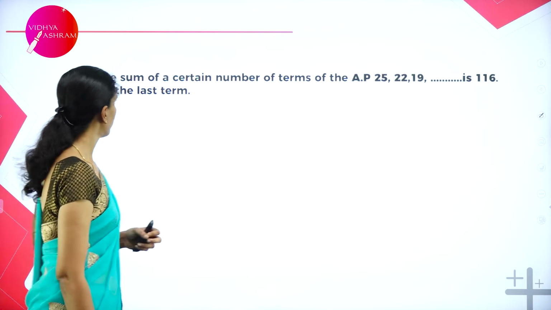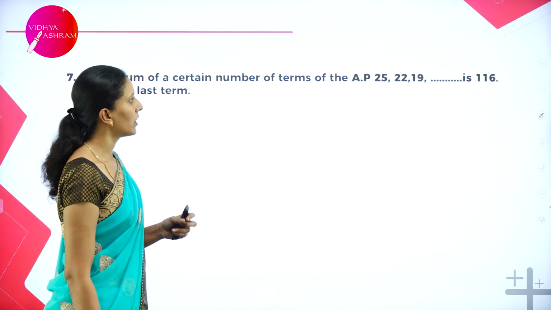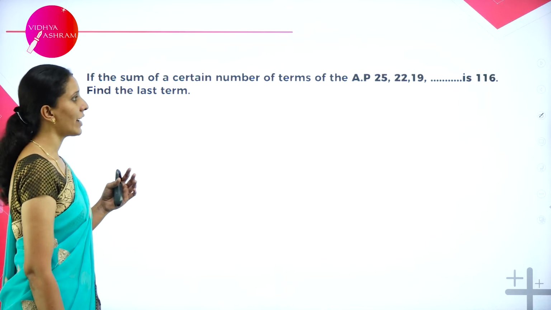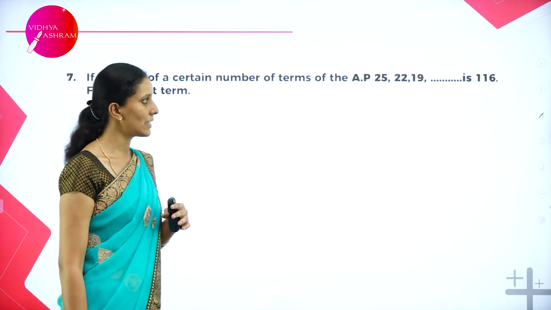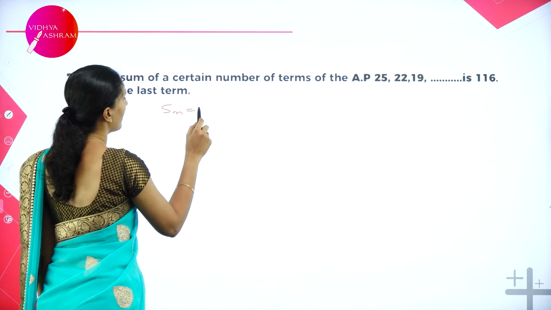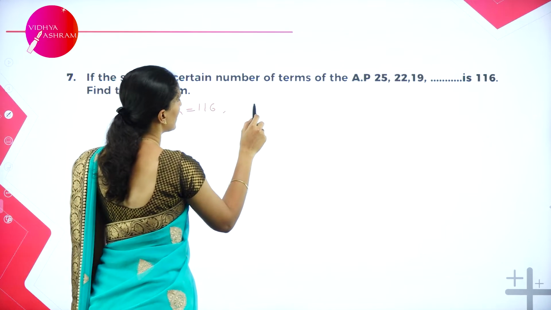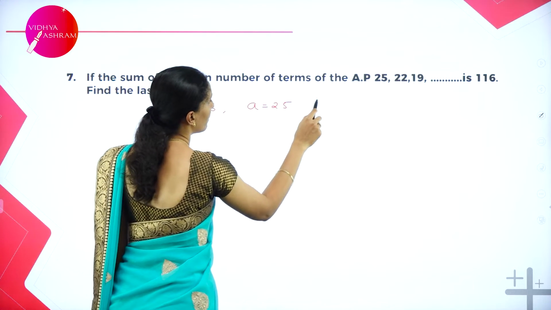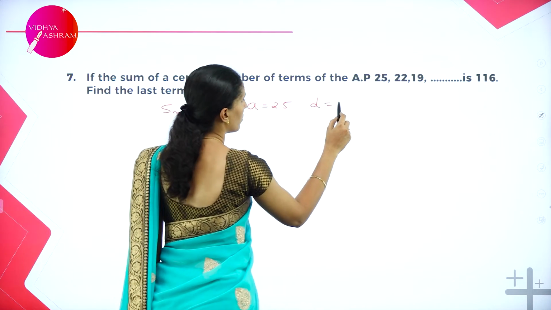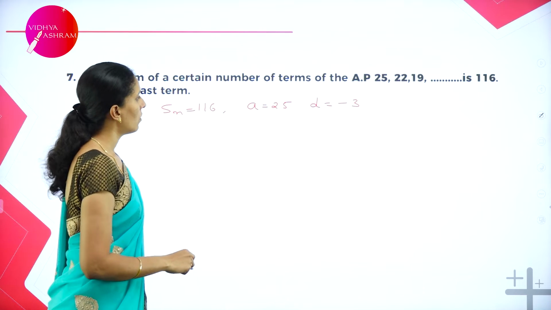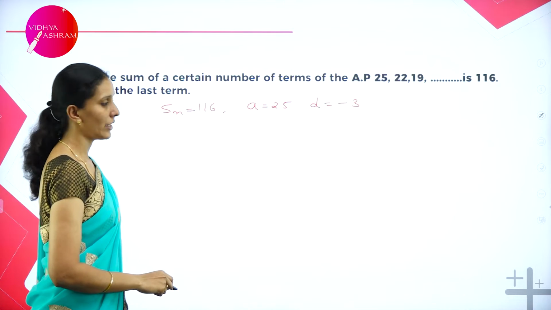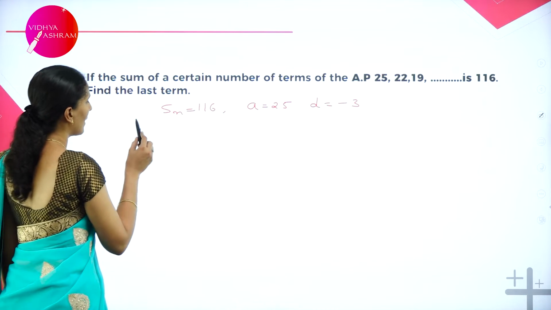The next question. If the sum of a certain number of terms of the AP 25, 22, 19, and so on is 116, find the last term. We need to find out the last term. So first, what they have given: Sn is given, that is 116. Next, the first term is given, that is 25. The common difference is given, which is 22 minus 25, so the difference is minus 3. We need to find out the last term. First find out the number of terms to find the last term. So now let us calculate it.